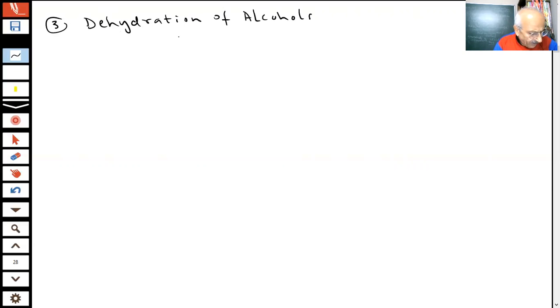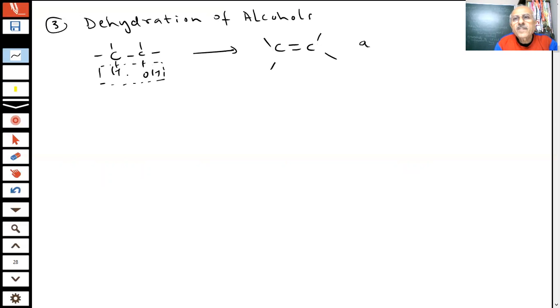And what happens if there is loss of water? What is going to happen? This is our alcohol. This is going to be lost. This will go. Then what will be the product? You will get alkenes.